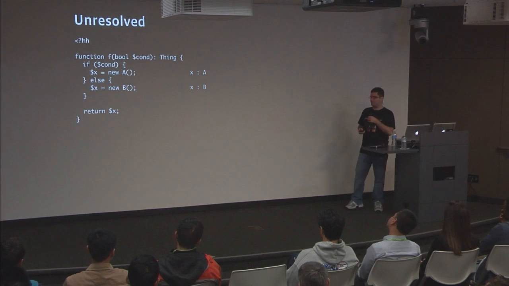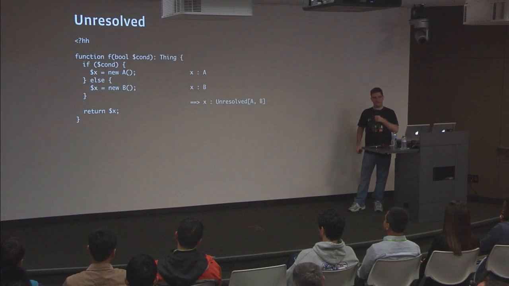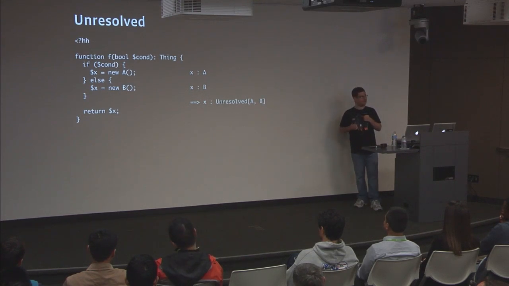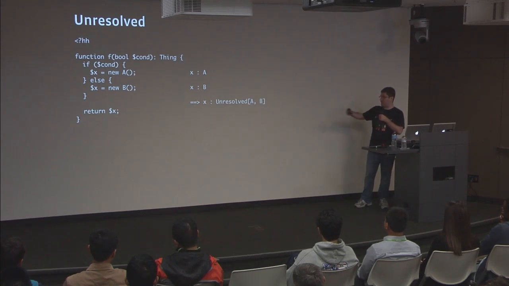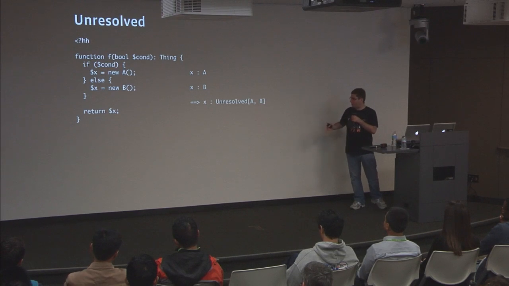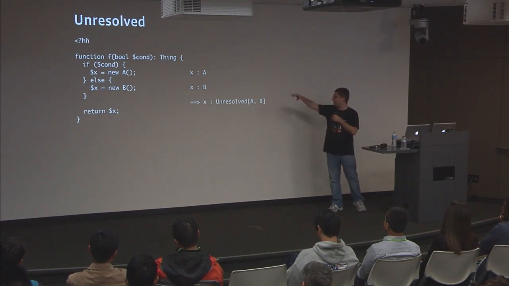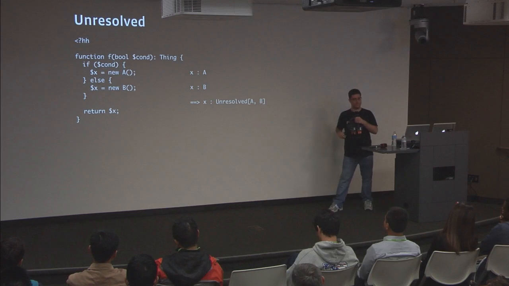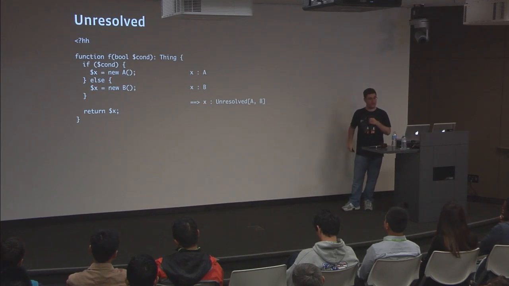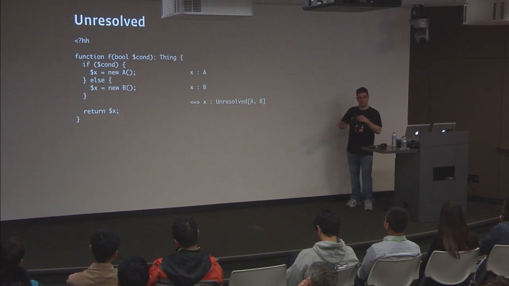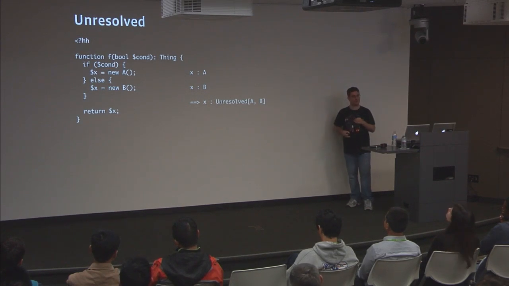And so how we deal with this, and what type we infer for X, is we actually delay the inference here. We say X is unresolved of A and B. We don't know which it is, so we're going to record both of them when we come out of the if-else block. Then when I hit the return type, I can resolve the unresolved. I can check A against thing, B against thing, make sure they both work. At that point, the type of X becomes thing, because that's the annotation you wrote down, and we can just delay the inference until we hit the annotation.